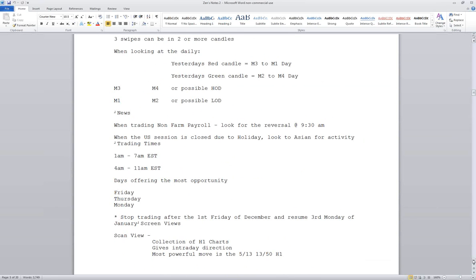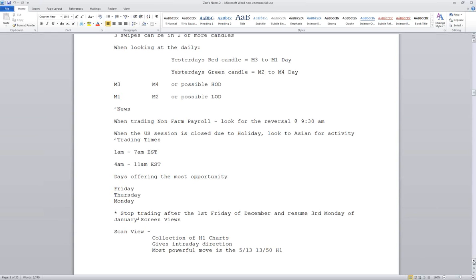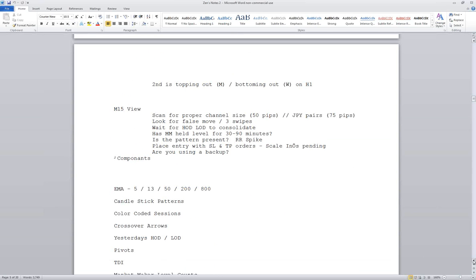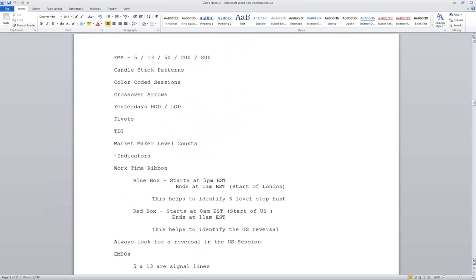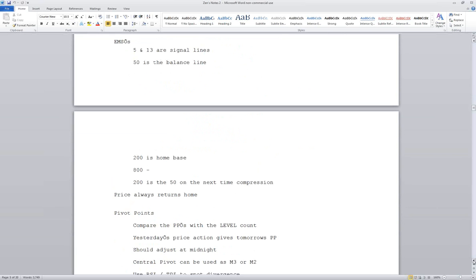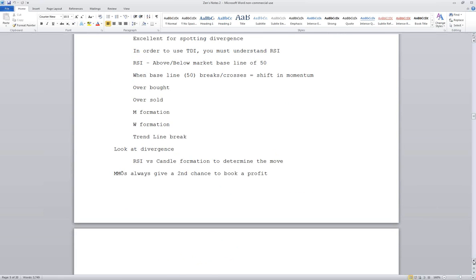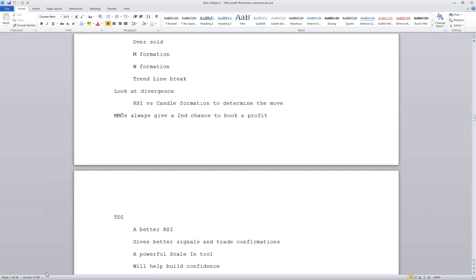Here, when I was learning how to use the pivots, here's my notes on pivots. Here's components. Here's the EMAs, market maker level counts. There's some more stuff on pivot points, RSI, divergence. I want to take a second here. I want you to look down in this corner. I have 20 pages of notes, and I've condensed this down. Because I printed this out, it's actually 41 pages of material that I've studied. Diane has probably just as many notes as I do, so that I can learn this thing.